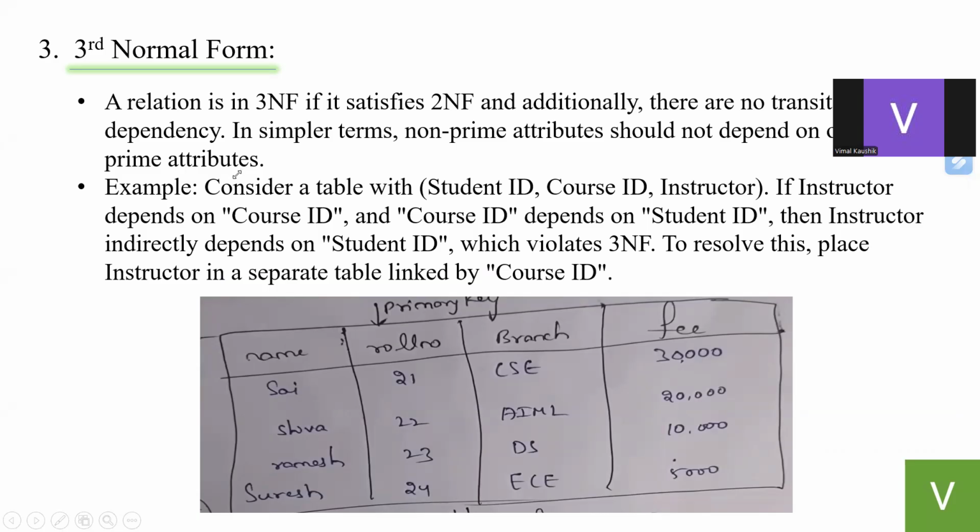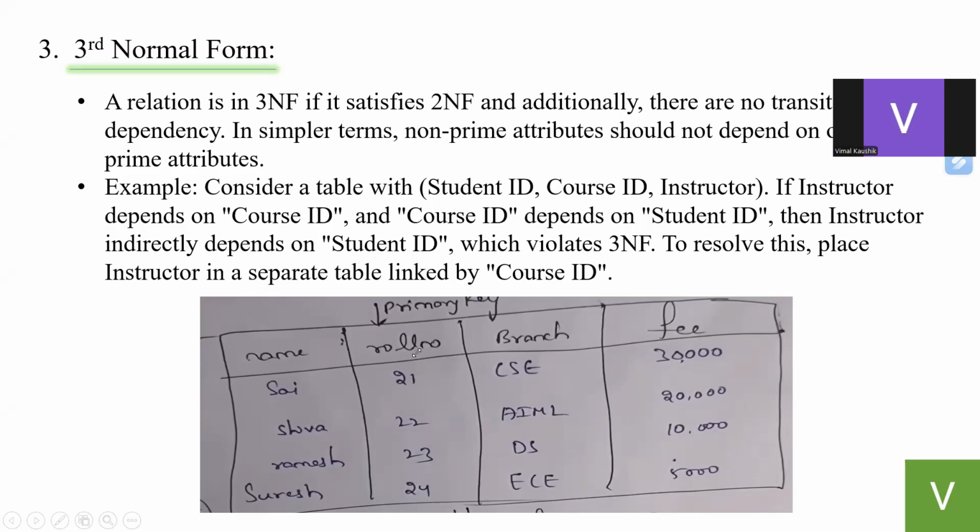For example, consider a table with student ID, course ID, and instructor, three different values. If instructor depends on course ID and course ID depends on student ID, then indirectly instructor depends on student ID. So this violates the 3NF. To resolve this, we place student ID and instructor separately and student ID and course ID separately. So this is the first example.